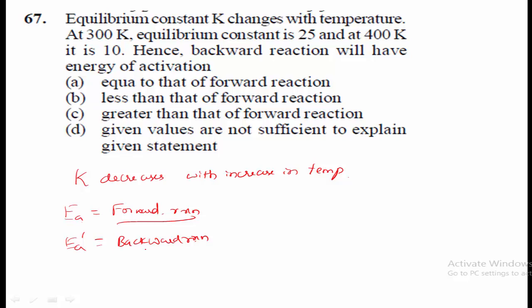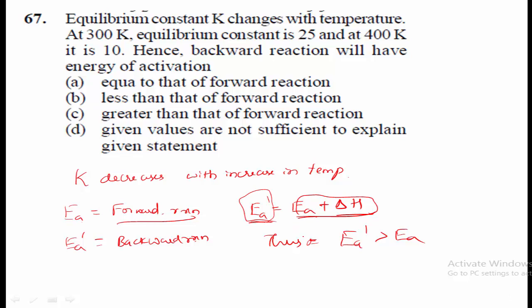So the activation energy for the backward reaction can be calculated as Ea dash is equal to Ea plus delta H. Simply it shows that Ea dash is greater than Ea. So which one is the correct one here? Option A: equal to that of the forward reaction, option B: less than that of the forward reaction, option C: greater than that of the forward reaction. So the backward reaction activation energy is greater than the forward reaction. So option C is the right one.